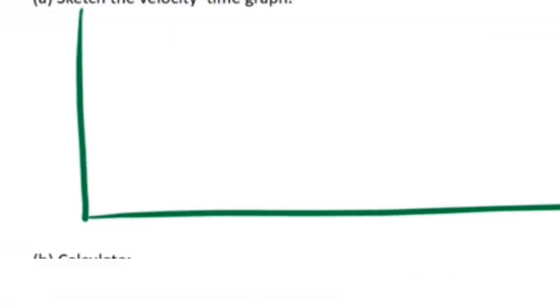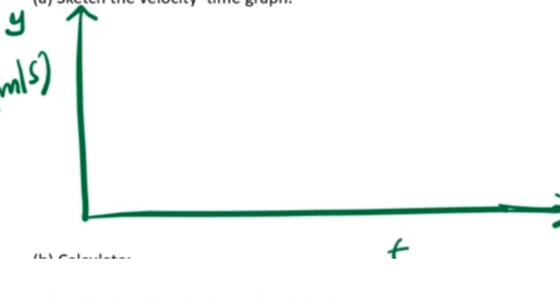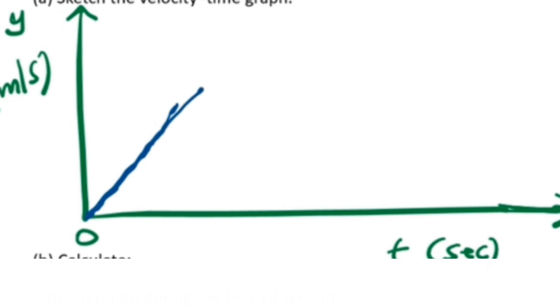So we have the y-axis and the x-axis. On the y-axis, we plot velocity, and velocity is measured in meters per second. And then on the x-axis, we plot time. Time is measured in seconds. Then we're told that a bus starts from rest. From rest, time is 0 and speed is 0. Then it accelerates uniformly to attain a velocity of 20 meters per second in 10 seconds.